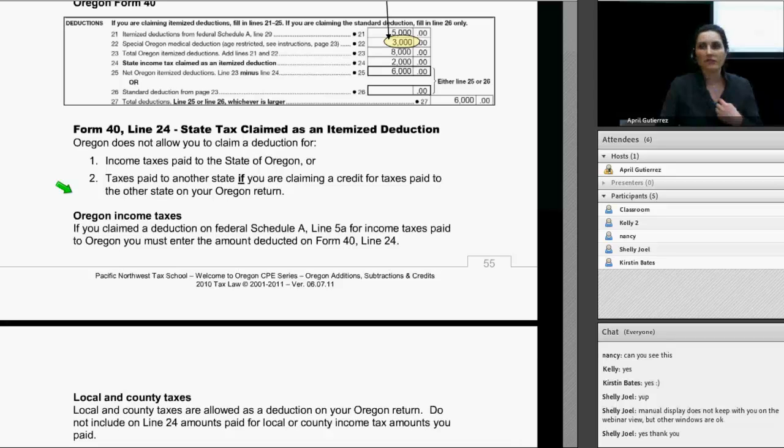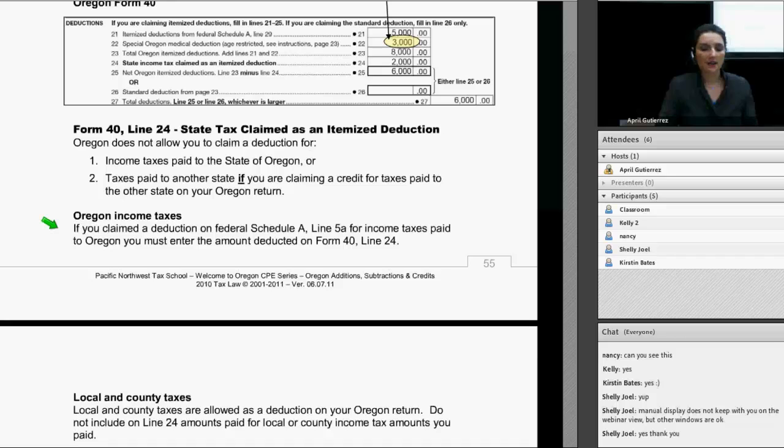So if you claim taxes to Utah or California or anywhere else, those are deductible on Schedule A, and Oregon will not add those back into Oregon income on line 24, except where you also claimed a credit for tax paid to that state, and that's where my caution is. Make sure you're not thinking there's a credit availability when there is not.